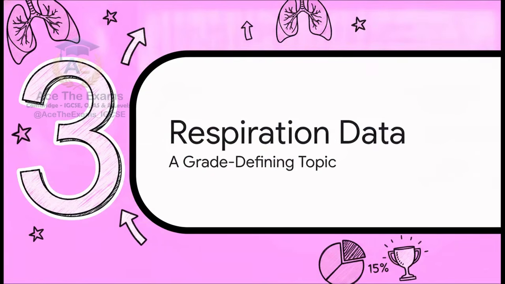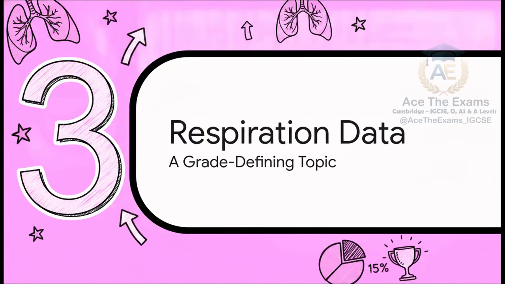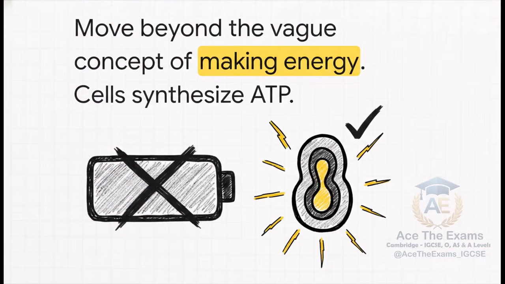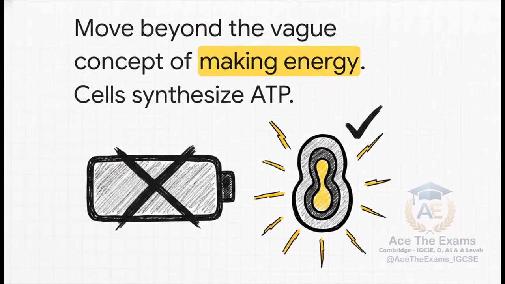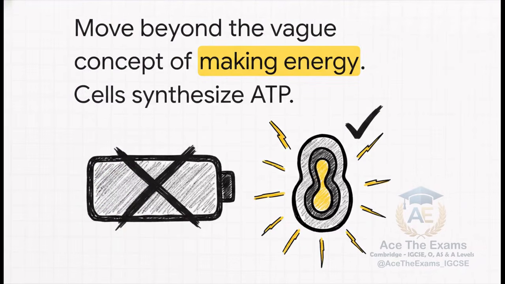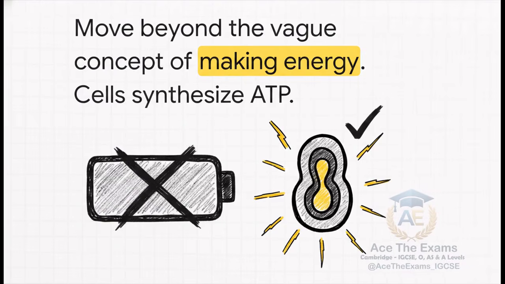All right, Section 3, Mastering Respiration Data. This topic often accounts for a massive 15% of your marks, so it's an absolute must-master area. The most frequent mistake I see here is relying on generalized textbook answers that completely lack the biological context of the actual data provided.